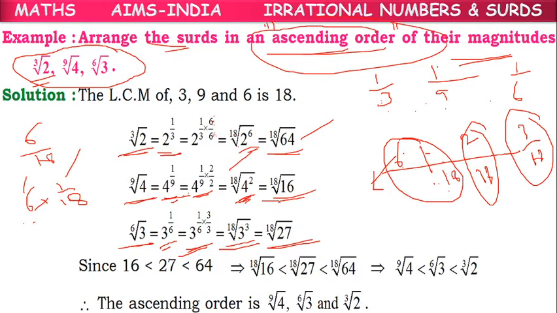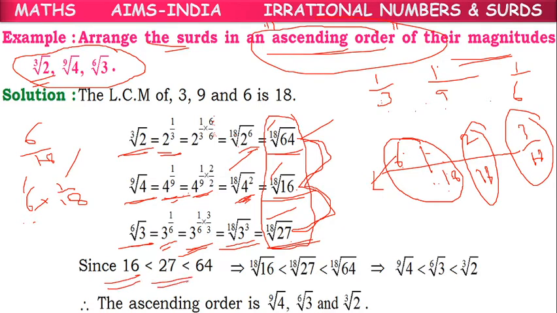Now we have to write in ascending order, smallest to largest. Which one is smallest? Because all three of them are in the same order, 18th root, 18th root, 18th root, we can just compare the numbers under the root: 64, 16, 27. 16 is smaller than 27, and 27 is smaller than 64. So the 18th root of 16 is smaller than the 18th root of 27, which is smaller than the 18th root of 64. So this is the ascending order. After writing into the same order, then we can arrange them in ascending order.